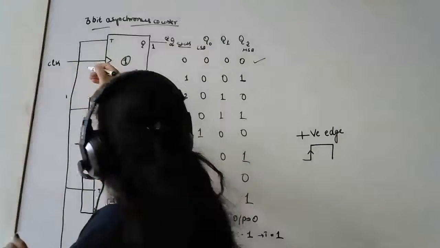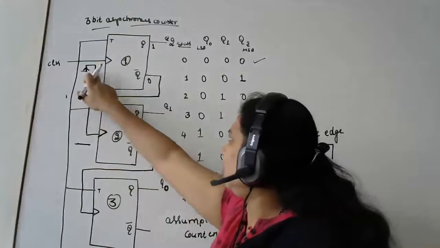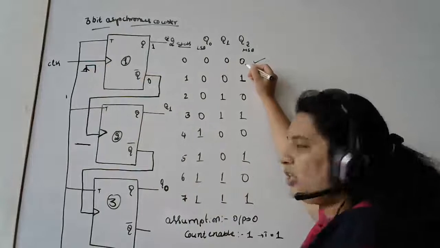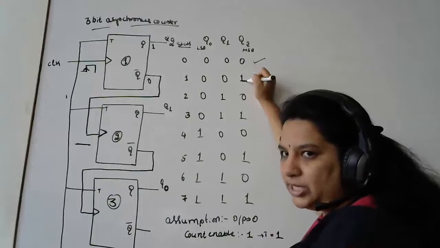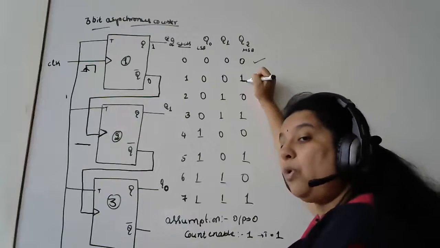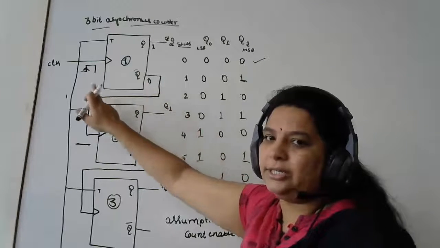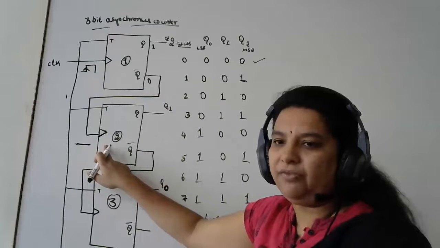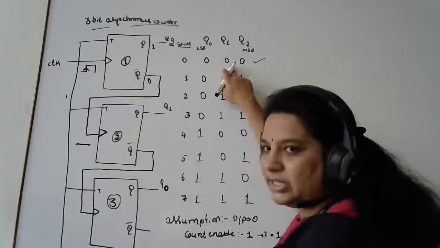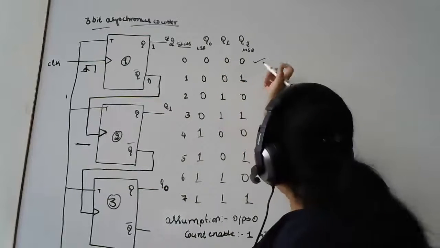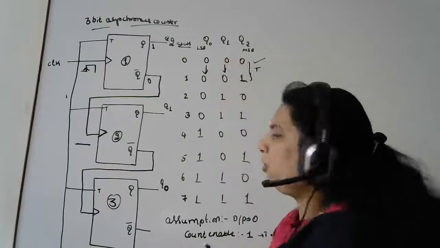What's the clock input I'll apply here? I'll apply a positive edge clock. When I apply a clock here, what happens? My Q2 was in the zero state. It toggles to the one state. When Q2 goes to the one state, Q2 bar will be in a zero state. That zero is given to the second T flip-flop, so there is no triggering to this flip-flop. Whatever output I had in the previous state, the same output will be carried here. So here there's a toggling, but there is a no change condition for the other two flip-flops.